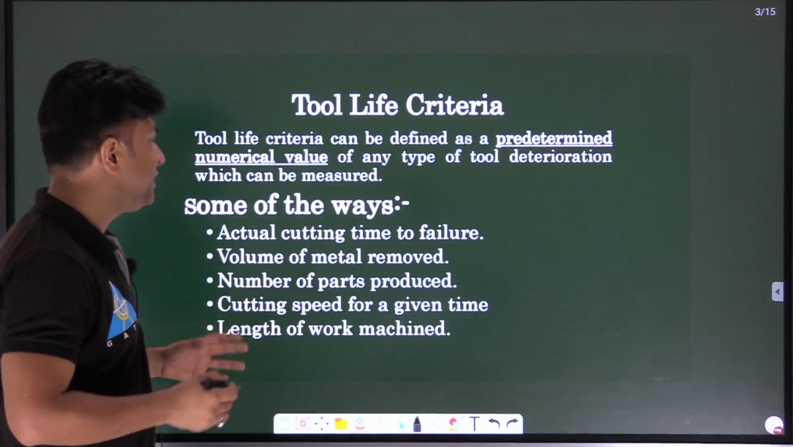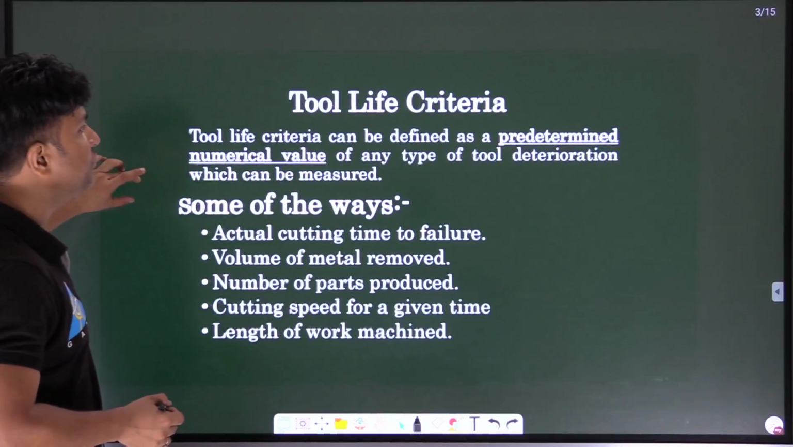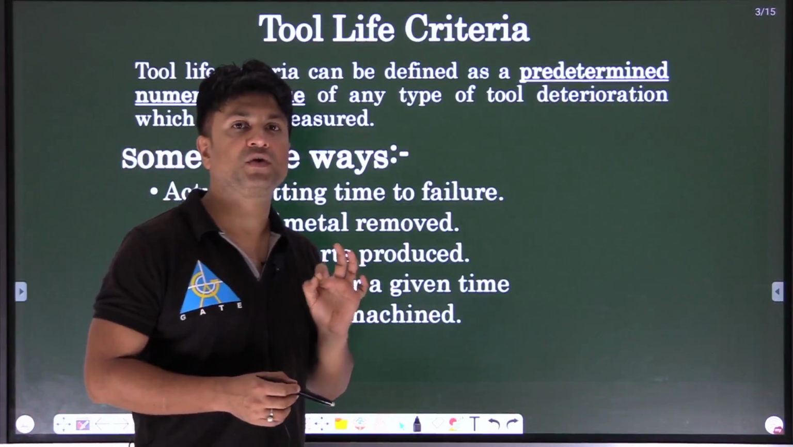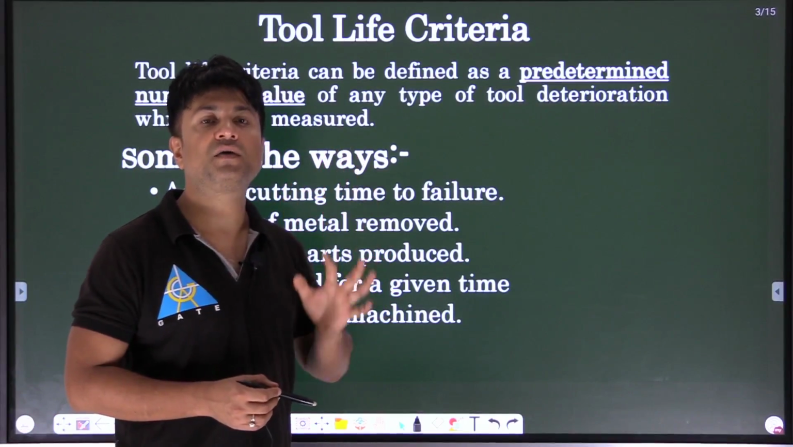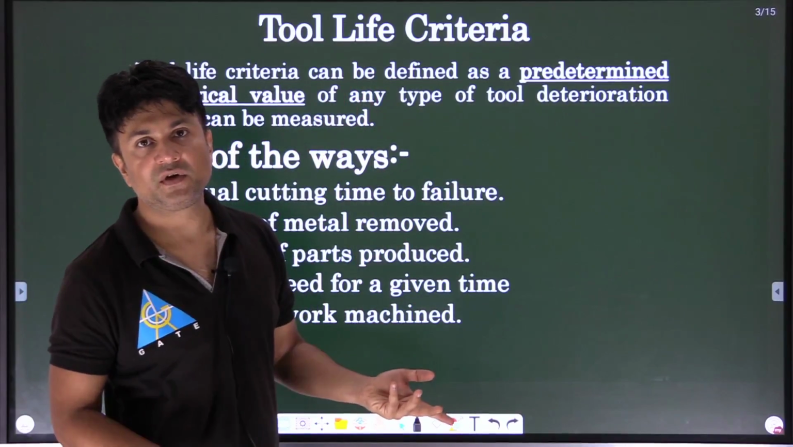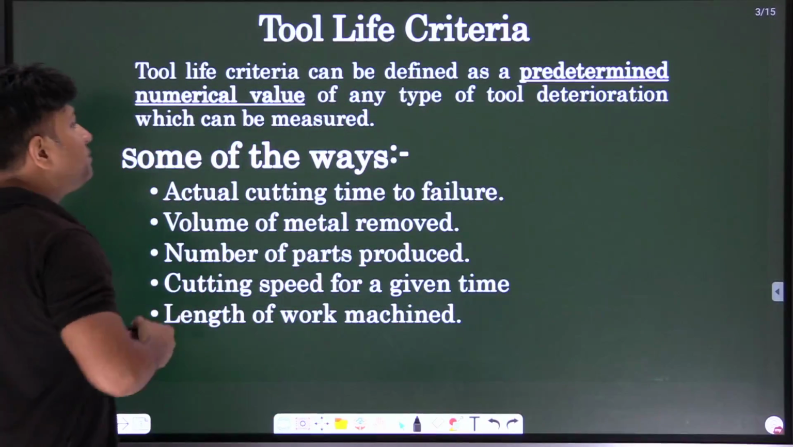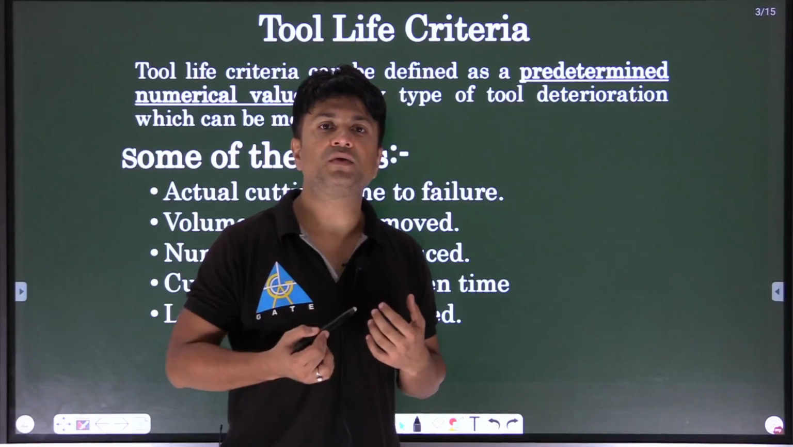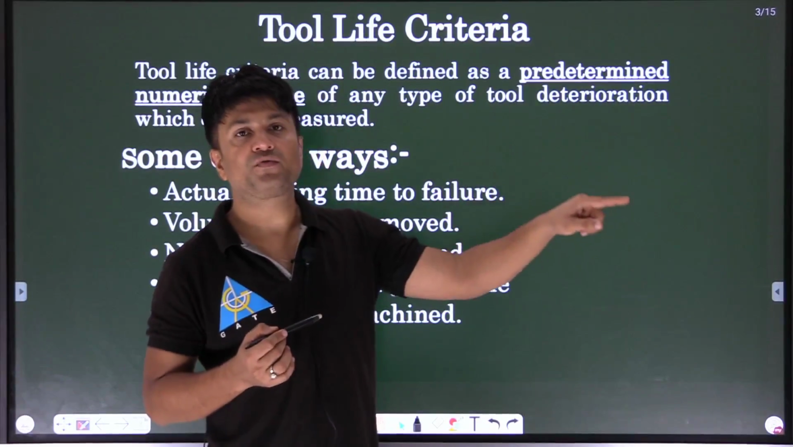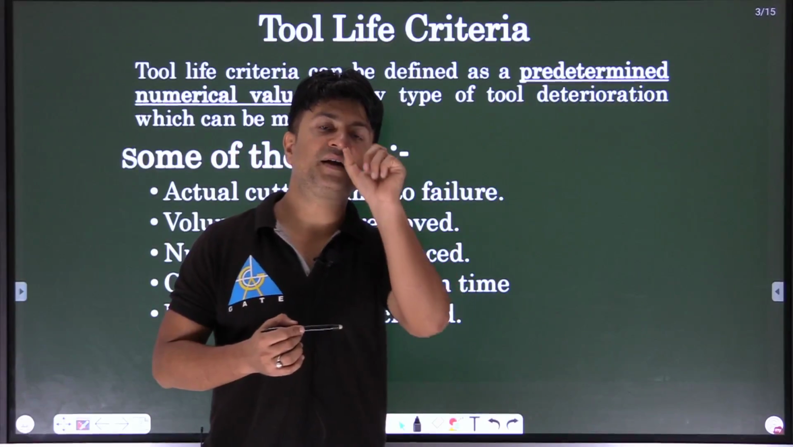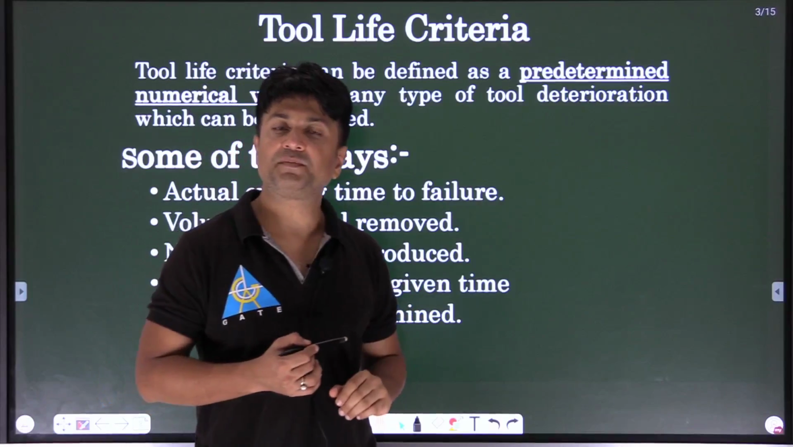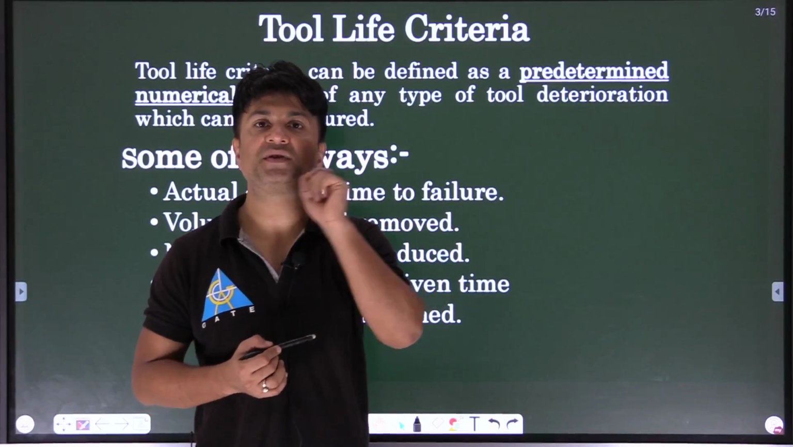So let's start with the tool life, dear student. What do we mean by tool life? The meaning of tool life is basically the useful life of the tool where it can cut the workpiece without any defect. It is a predetermined numerical value, because before machining you know that a tool will cut for that much amount of time. That much time it will cut the workpiece successfully.